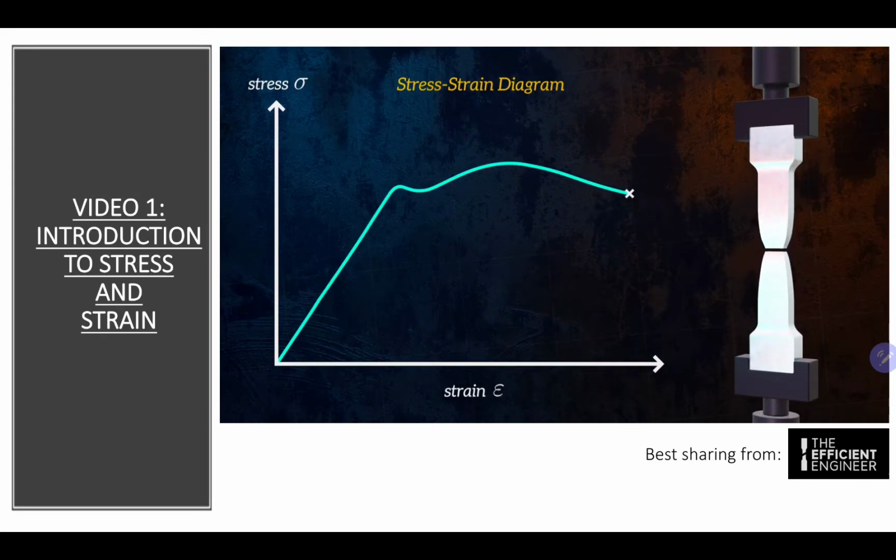Stress-strain diagrams for ductile materials, like this one, show that there is an initial region for low strain values where the relationship between stress and strain is linear. Deformations occurring in this region are fully reversed when the load is removed, and so are said to be elastic. This linear relationship between stress and strain is defined by Hooke's law.